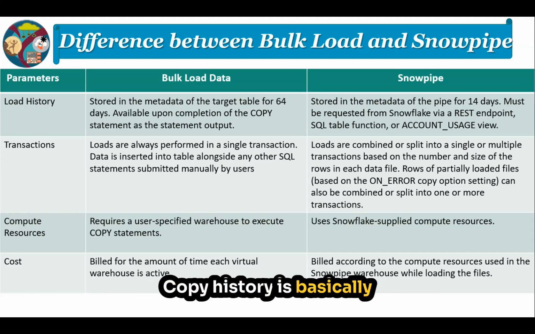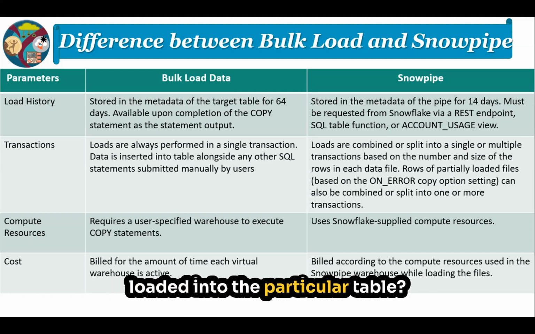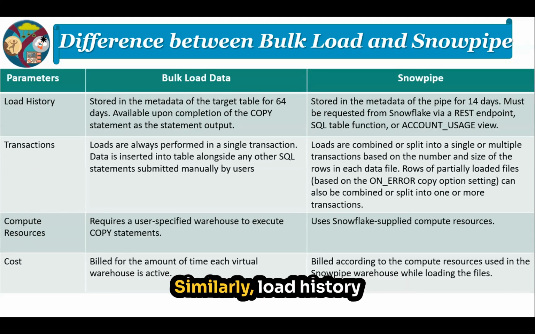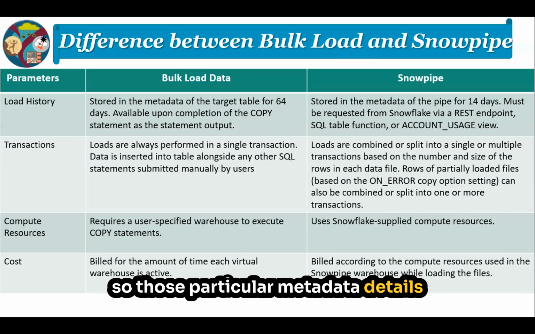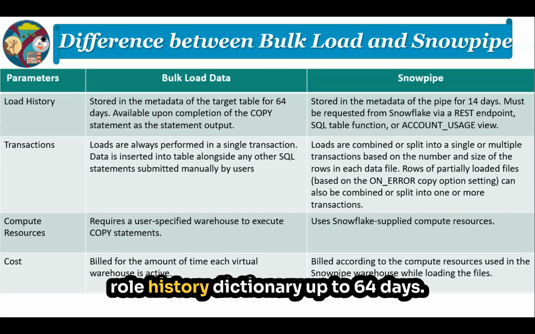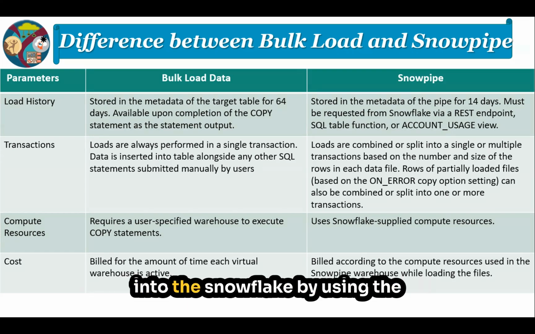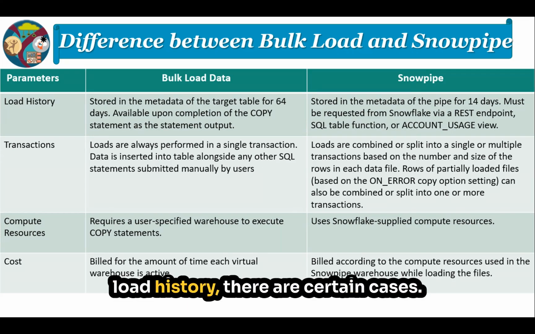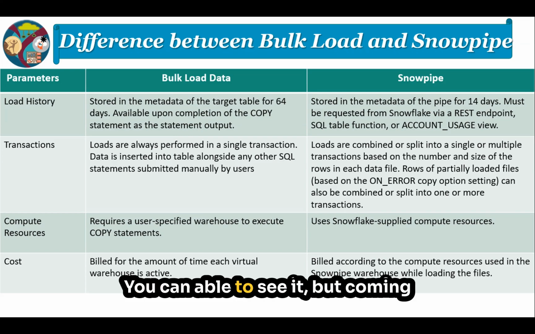Copy history is basically about the copy command we have discussed, right? So what files are successfully loaded into a particular table, we can see from the copy history. Similarly, in load history you can also see that information. When you execute a copy command, those particular metadata details will be available in this load history data dictionary for up to 64 days. So you can see from the last 2 months what feed files you loaded into Snowflake by using the load history. In certain cases, if you want to backtrace how many files we have loaded and what the data volume was from the last 60 or 64 days, you can see it.